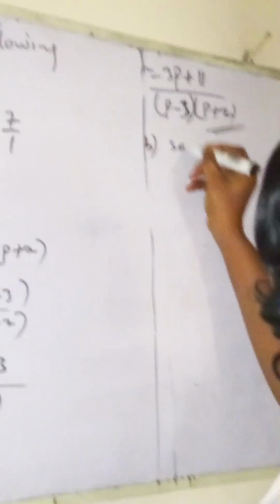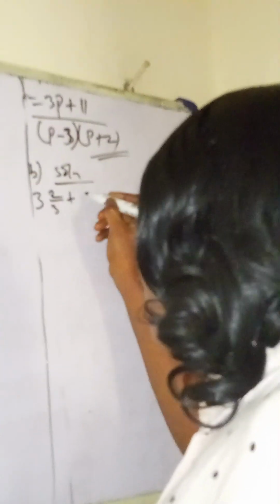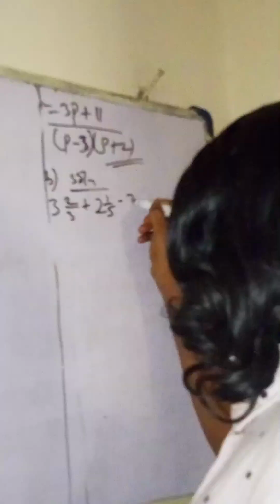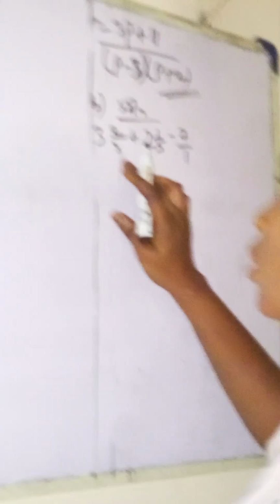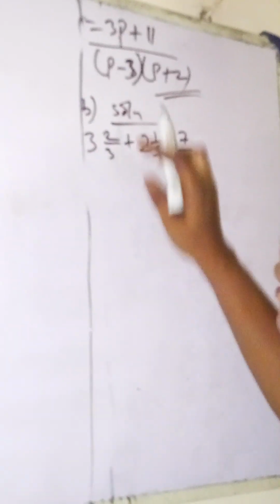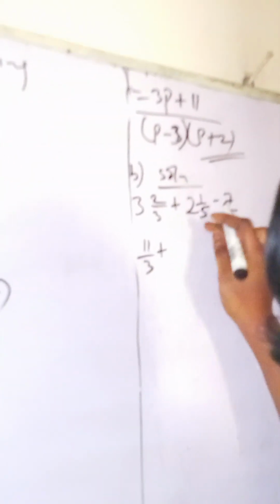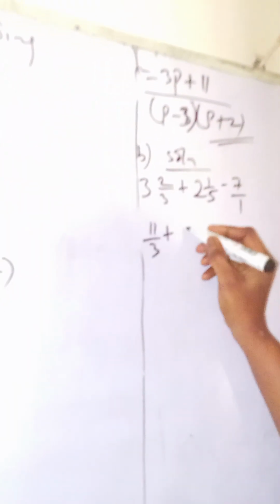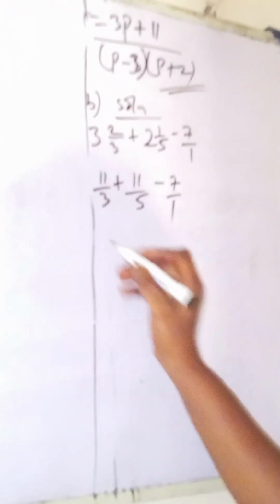We are going to take the second part, which is B. So let's go for the solution for B. We have 3 and 2 over 3, plus 2 and 1 over 5, minus 7 over 1. You can see that there are some fractions here that are mixed numbers. So we have to convert them first to improper fractions. 3 times 3 will give us 9, 9 plus 2 will give us 11 all over 3. Plus 5 times 2 gives us 10, 10 plus 1 gives us 11 all over 5, minus 7 all over 1.